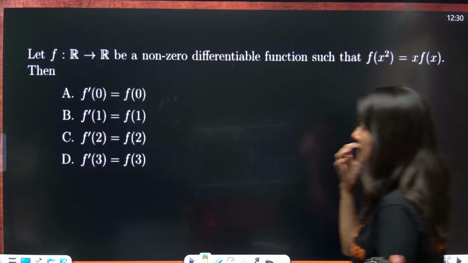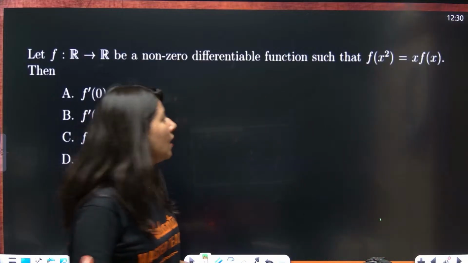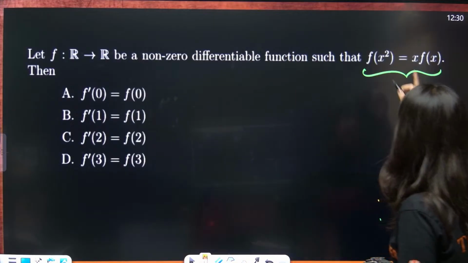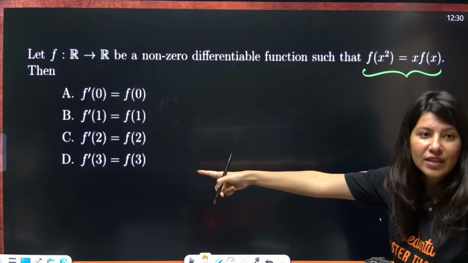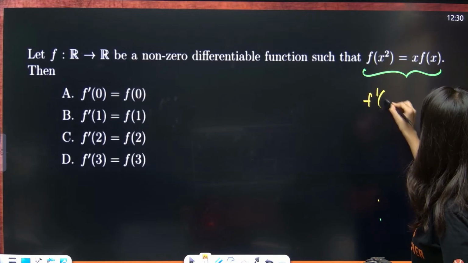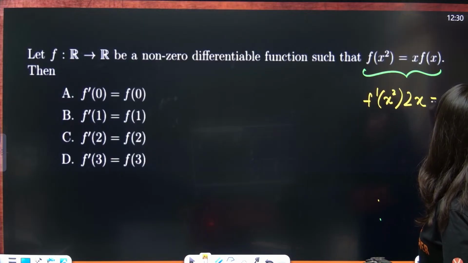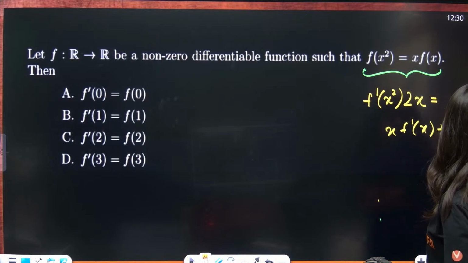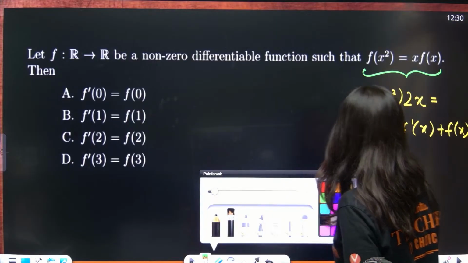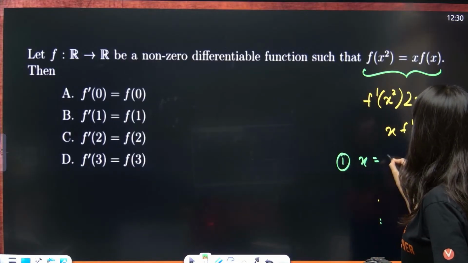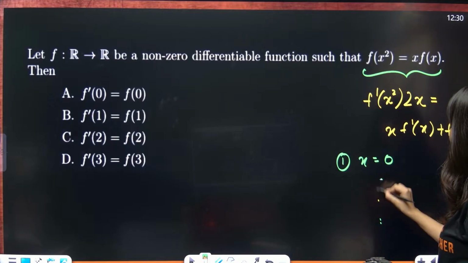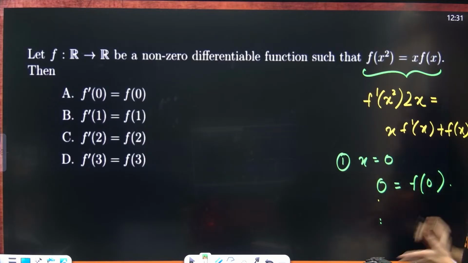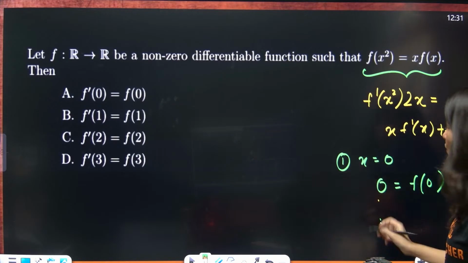Now the next question on your screen. f of x square is equal to x f of x. Let's differentiate this because the options over here are talking about differentiation. So f dash x square times 2x is equal to x f dash x plus f of x. Now as per the question, let's put x equal to 0. If you put x equal to 0, LHS is 0 and RHS is also 0. f of 0 is coming out as 0. So I think no option is getting matched.